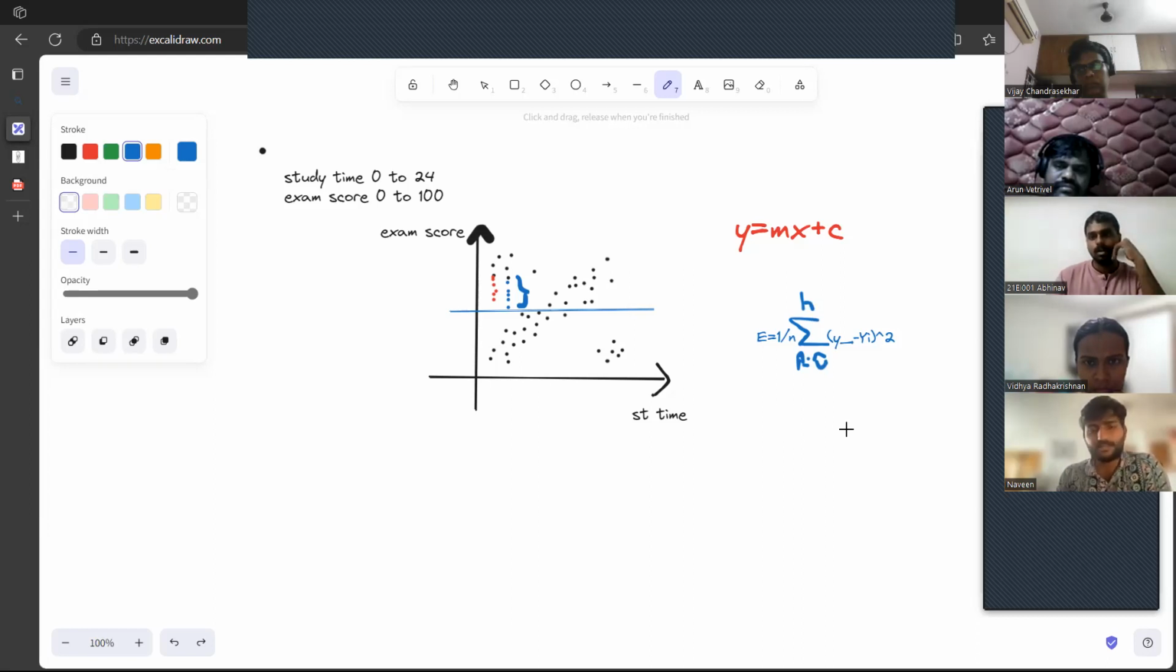So can I rephrase it like this? If you're looking at individual point level, then it is known as loss function. If you're looking at the whole algorithm, then it's a cost function. Yeah. So thank you for helping.